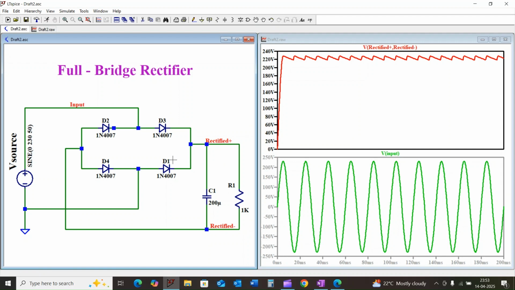Don't forget to download the LTSpice software. It is completely free.